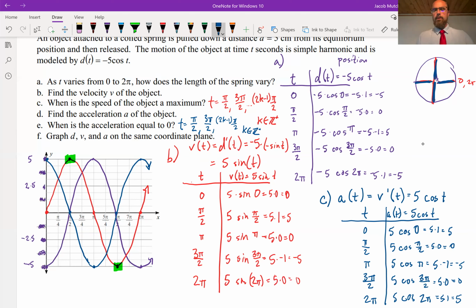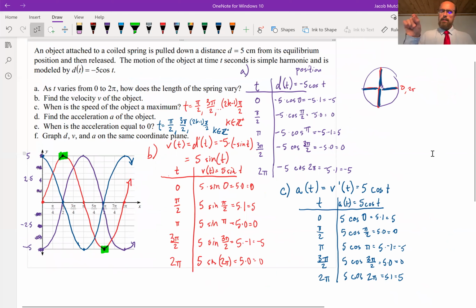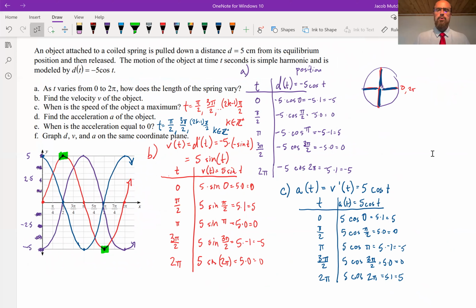And that wraps up our investigation here of this motion model for an object hanging at the lower part of a spring showing simple harmonic motion.